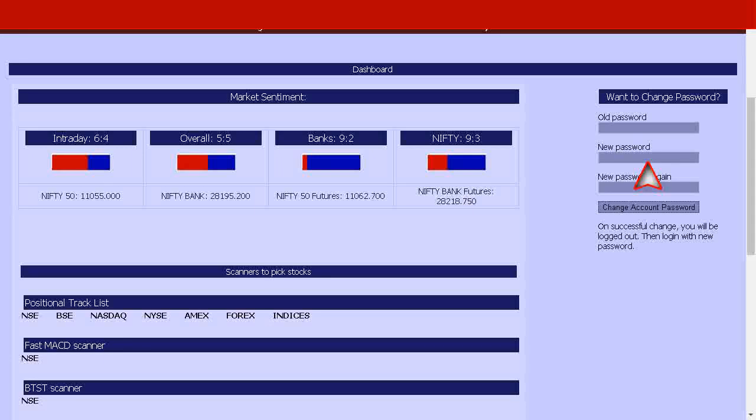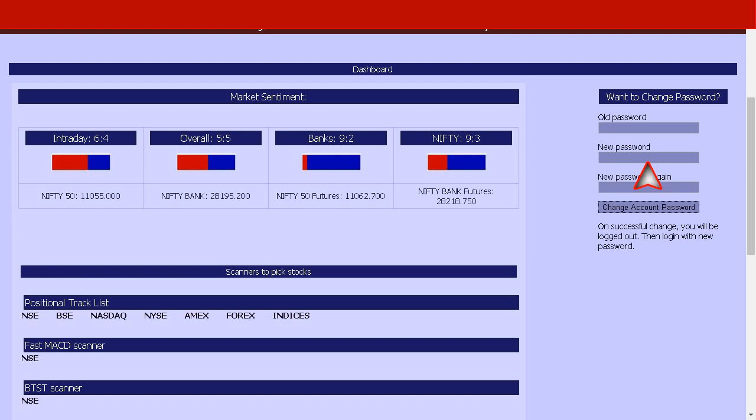But in the morning when the market opened, the sentiment was very good. The intraday sentiment was going 2:8, 3:7. It was very good. The red line in the sentiment was very small. The green line in the sentiment was very large. So the sentiment was very good. It was towards buying.